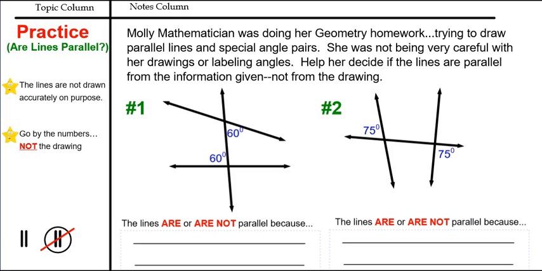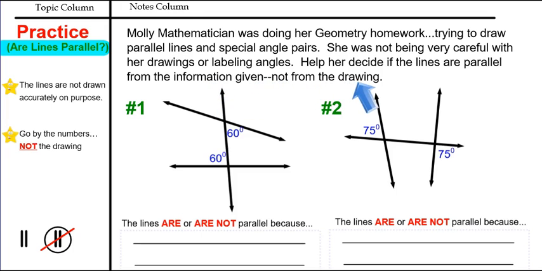All right, guys, we are on page 2. We are going to be deciding if the lines are parallel. So let's read through this first paragraph here, the statement. It says, Molly Mathematician was doing her geometry homework, trying to draw parallel lines and special angle pairs. She was not being very careful with her drawings or labeling angles. Help her decide if the lines are parallel from the information given, not from the drawing.